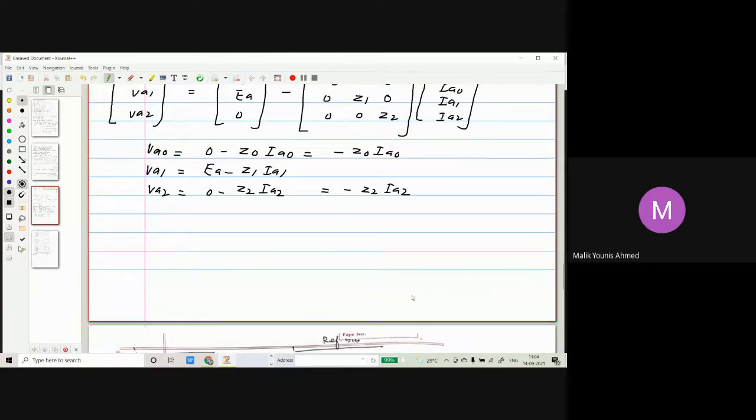Moving ahead, let us draw the sequence networks for this one. So we'll draw the sequence networks here.